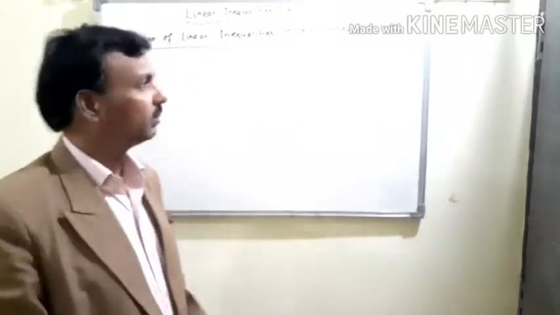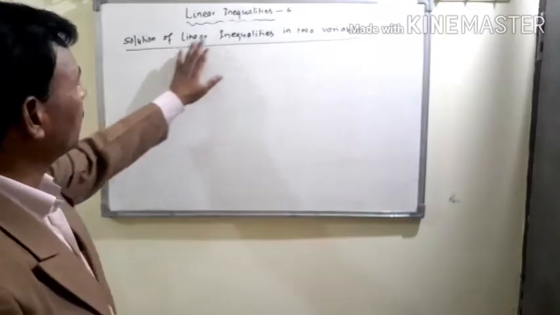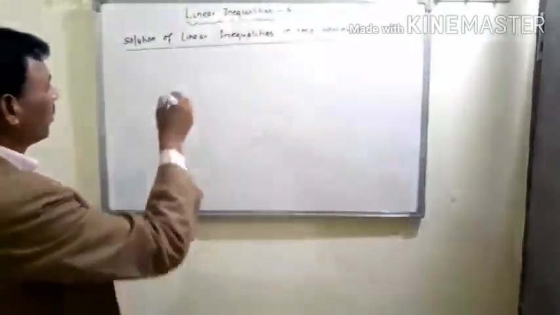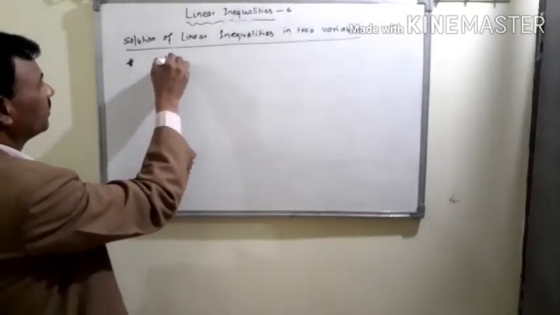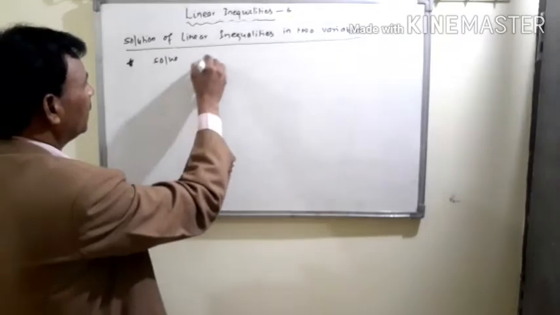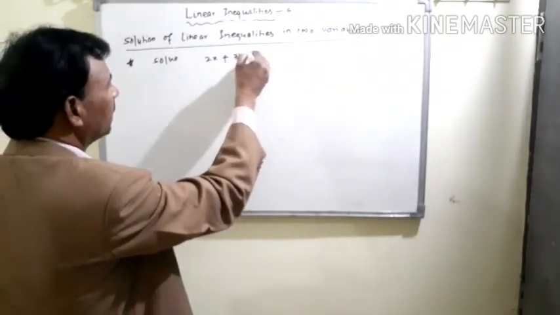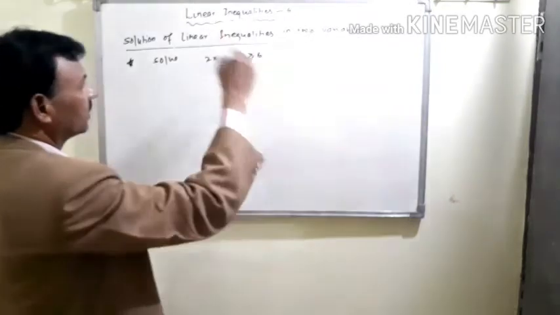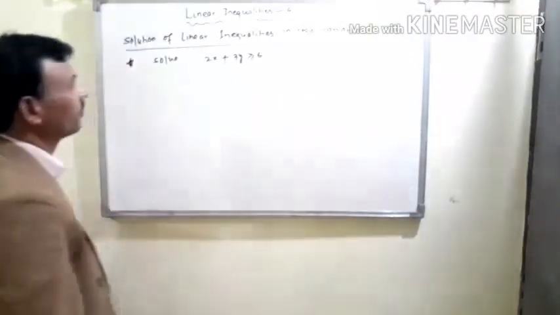Hello students, in this video we will discuss a numerical problem related to the solution of linear inequality in two variables. Our problem is: solve the inequalities 2x plus 3y is greater than or equal to 6. This is the first solution.